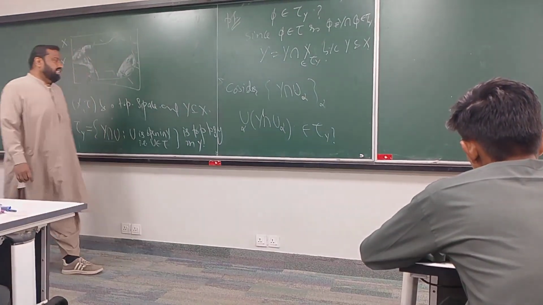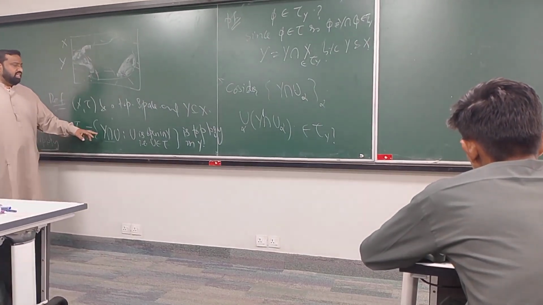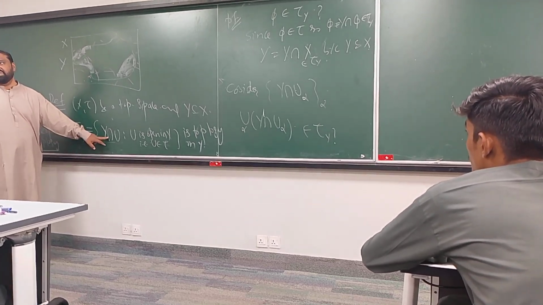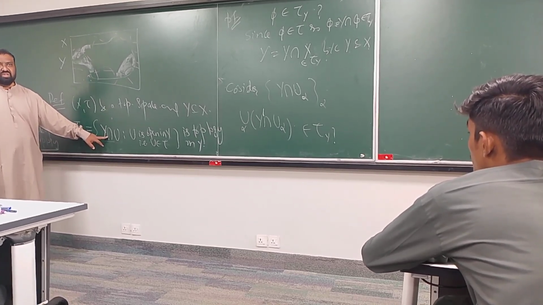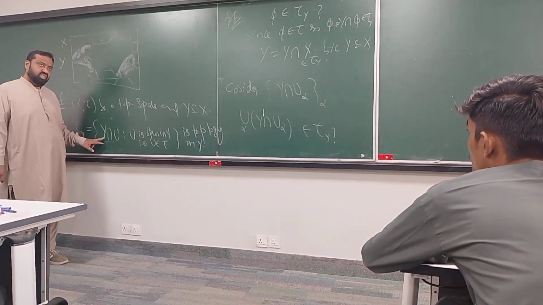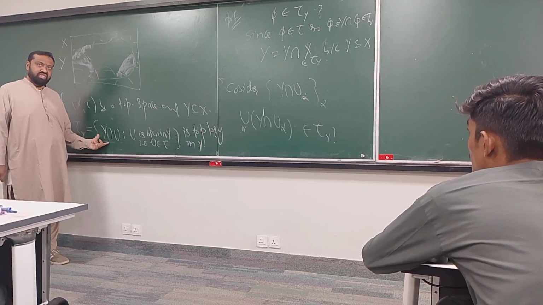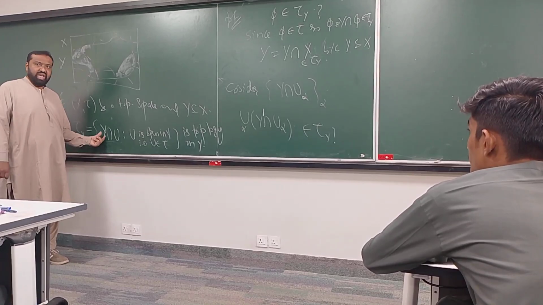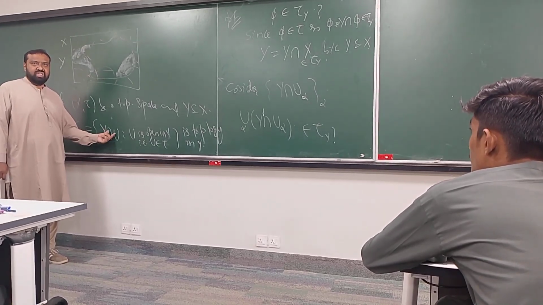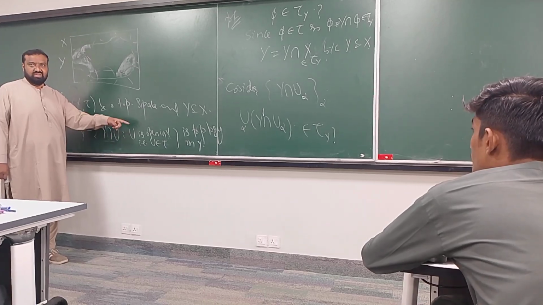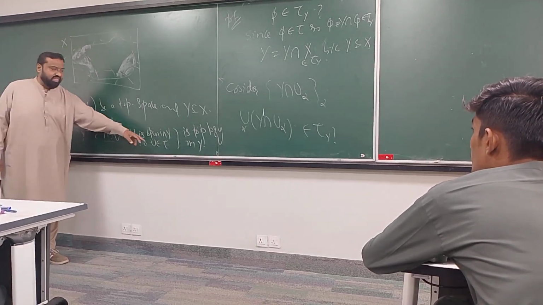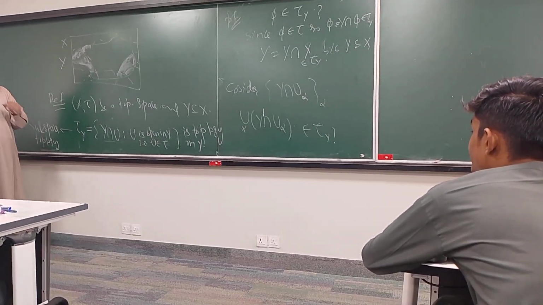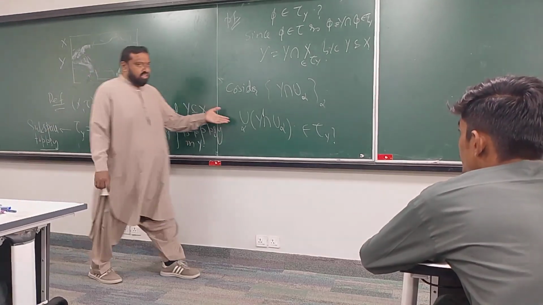But what is the ticket to go inside tau Y? What is the ticket to go inside the subspace topology? Anything that goes inside tau Y should look like Y intersect with something that is open in tau, not Y but tau, actually X. So this is something that we need to do. In its current form it doesn't look like that.